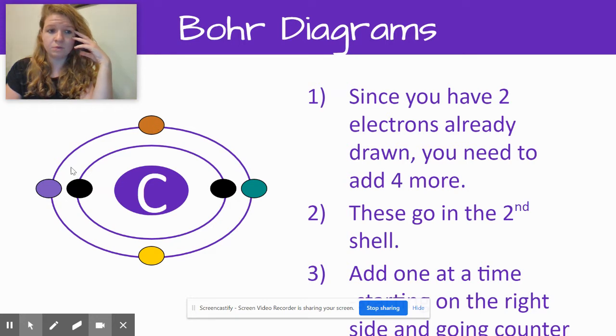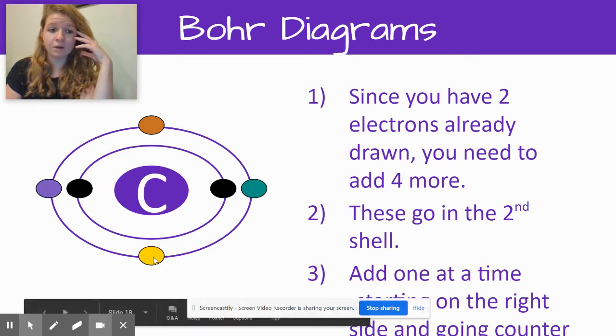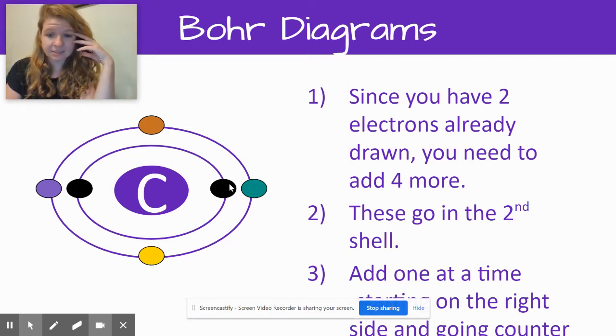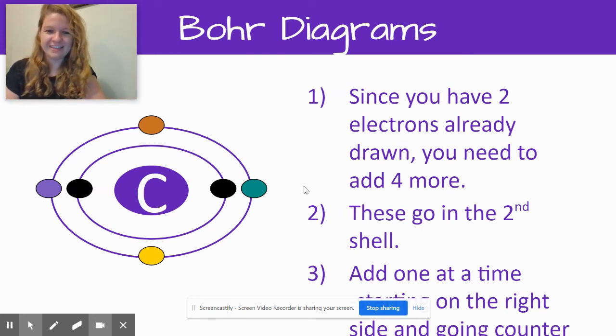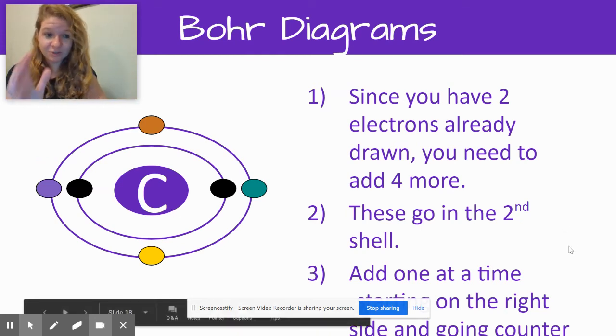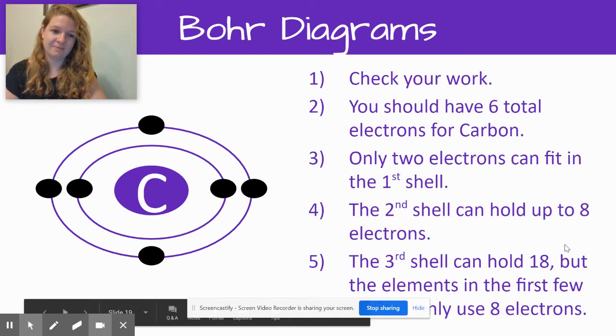1, 2, 3, and 4, for a total of 1, 2, 3, 4, 5, 6 electrons. That is our Bohr diagram for a carbon atom. Isn't that awesome? I think that's super awesome that we can visualize the electrons in the atom.